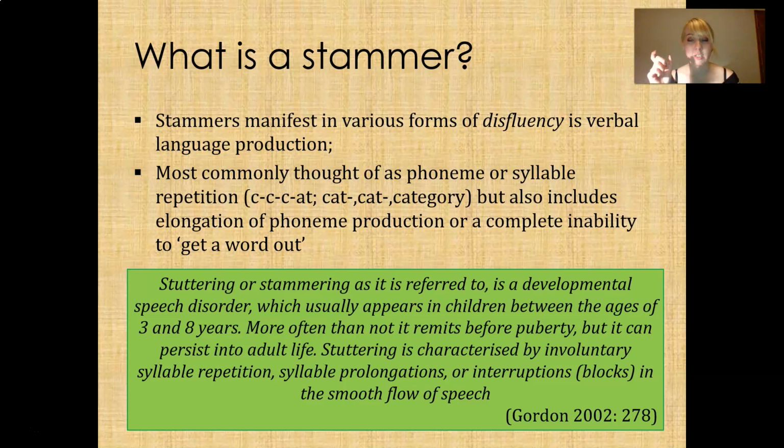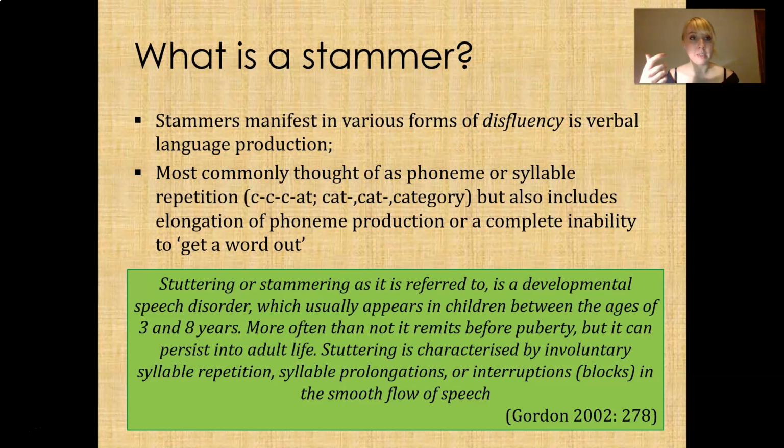So if you remember back to first year describing language, a phoneme is the smallest unit of sound that we can discuss. It's the smallest unit that we can break language up into. So it's either a phoneme repetition, so repeating a particular sound over and over and being unable to get to the next one, or sometimes a single syllable repetition.